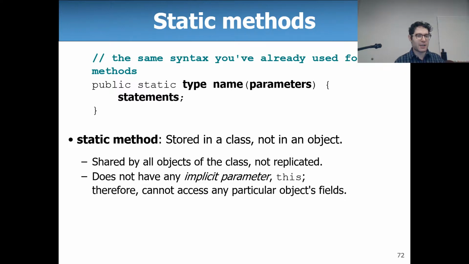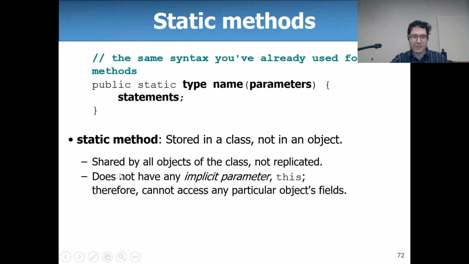So that's one way to view it. You can't use this. You can't use any object fields because you don't know which object. The other way to view it is because it belongs to the class, what if there are no objects? Well, then this is meaningless. There is no object to access, right? If you can access the methods and these variables without having an object, then there is no this there, right?